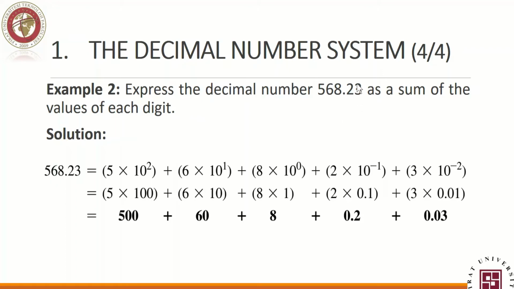Now the other part is actually new to us in this case. 2 times its positional weight, 10 to minus 1, plus 3 times 10 to minus 2. If you sum up all those in basic mathematics, you will get the final value here. Now those are easy. 5 times 100, that's 500.